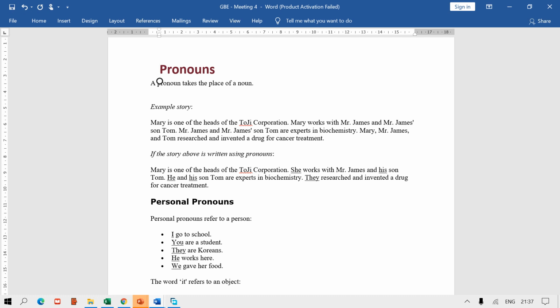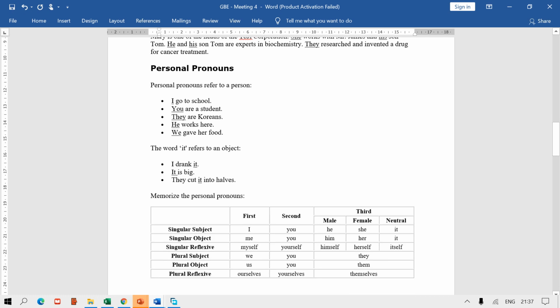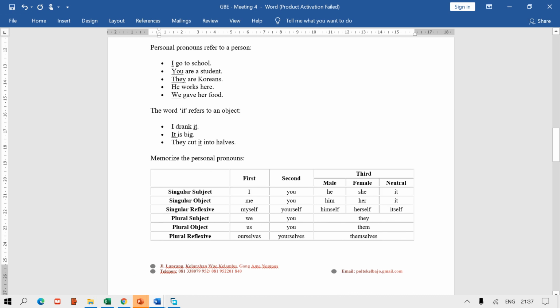The personal pronouns are I, we, they, and so on. Here is a personal pronoun for the subject. I go to school. You are a student. They are Koreans. He works here. We gave her food. And the word it refers to an object, like I drank it. It is big. They cut it into halves. So memorize the personal pronouns like here.